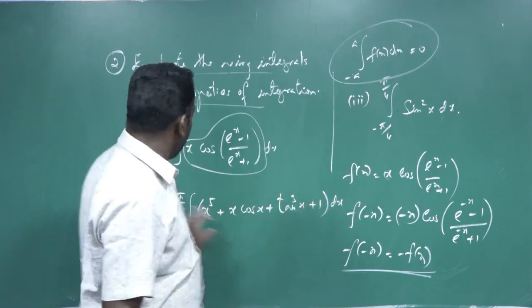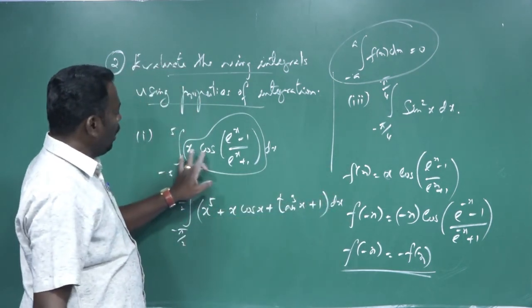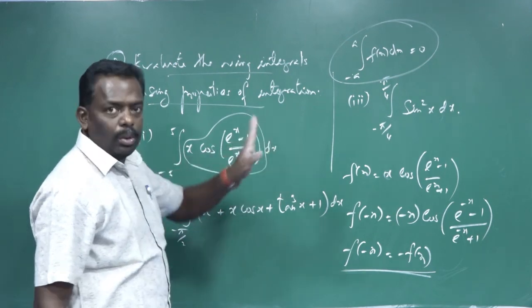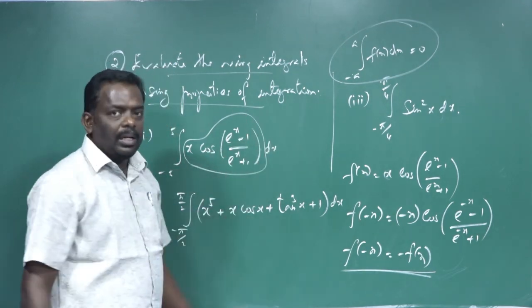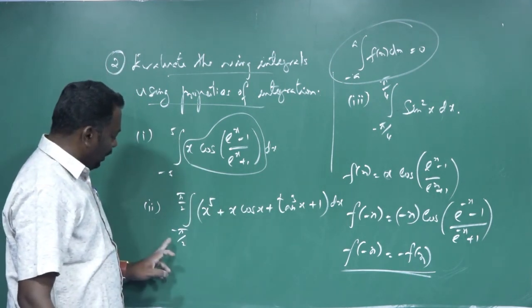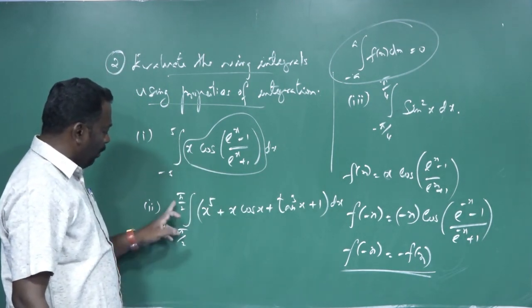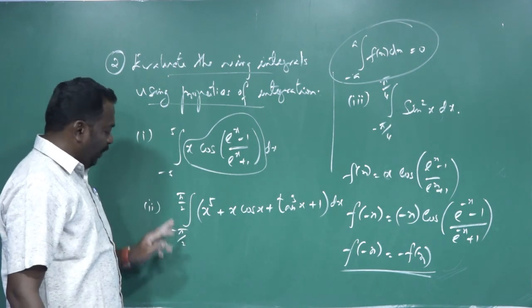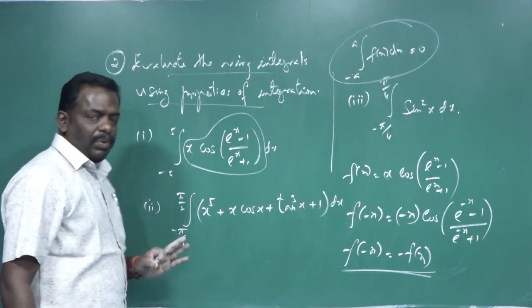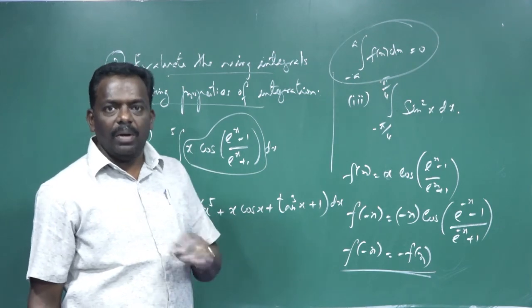Therefore the total integral of minus pi by 2 to plus pi by 2 of x into cos of e power x minus 1 by e power x plus 1 dx value is equal to 0. Just you try this as a homework. And similarly here also, the second subdivision, integral minus pi by 2 to plus pi by 2, the upper and lower limits are plus and minus. For this integral value, first we have to verify the given function is called even or odd.